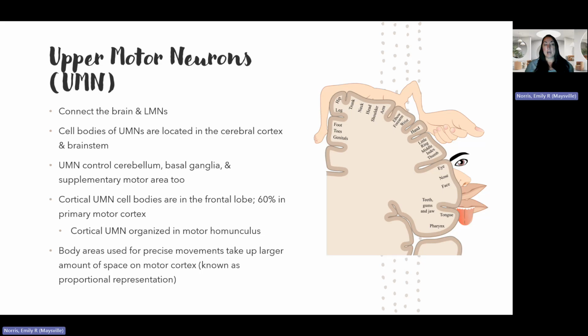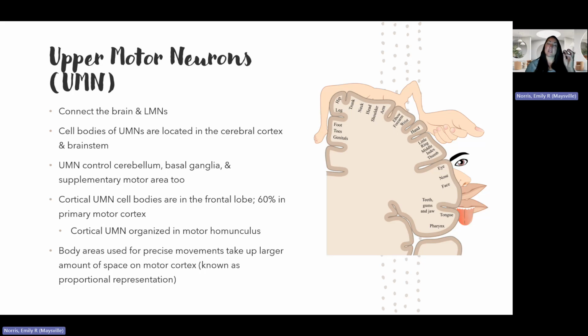The cortical upper motor neuron cell bodies are in the frontal lobe. 60% of them are in the primary motor cortex. The remaining 40% are in the premotor cortex, supplementary motor cortex, and the primary somatosensory cortex on the post-central gyrus. So all of them are in the same portion of your brain together.